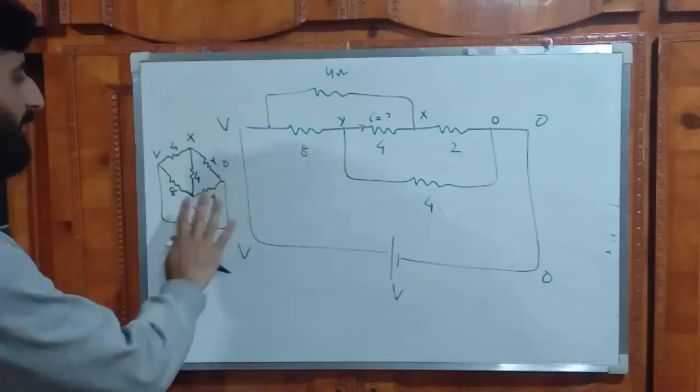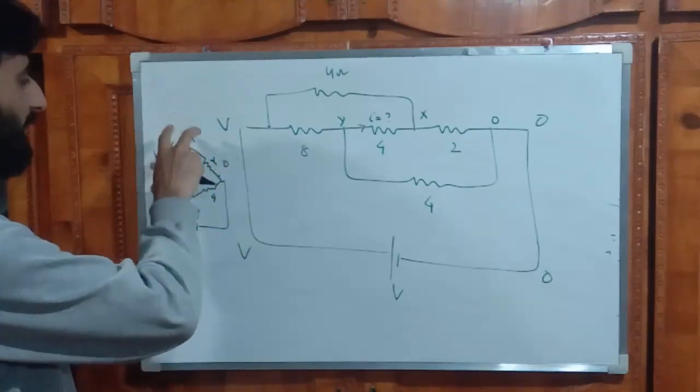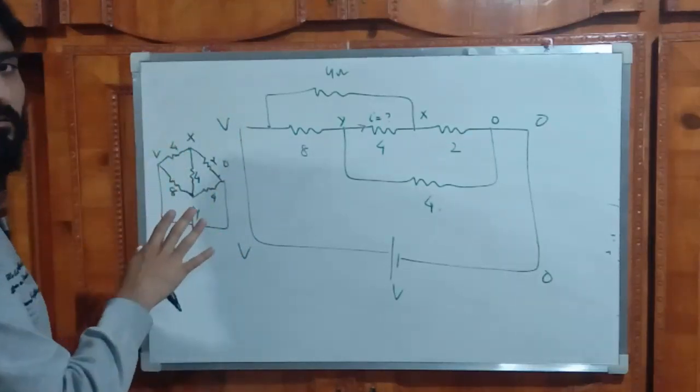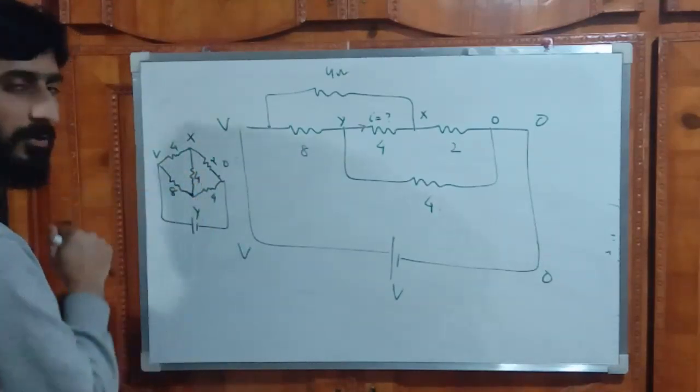We have a configuration of 1, 2, 3, 4, 5 resistances, you can say connected in this way. Yes, this looks like a Wheatstone bridge. This is a Wheatstone bridge. We have a bridging resistor, this 4 ohm.